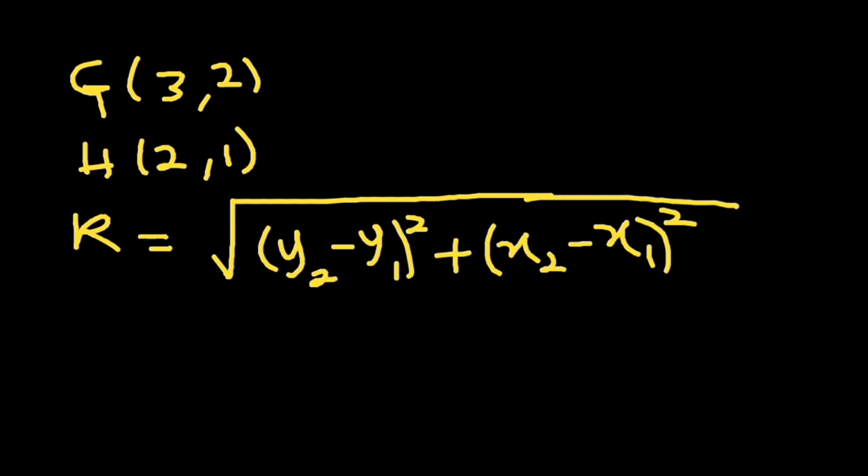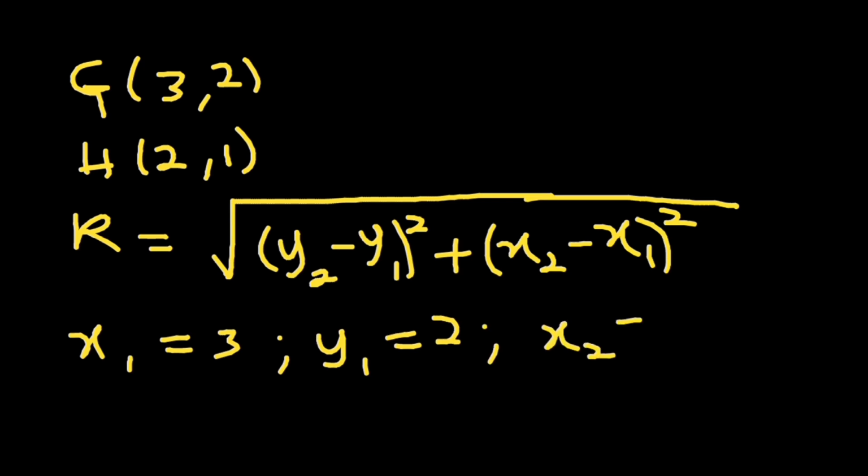Let me extend this a bit. From what we've been given, if we take G to be (x1, y1), we will have that x1 will be equal to 3, y1 will be equal to 2, x2 will be equal to 2, that is from H, and y2 will be equal to 1.